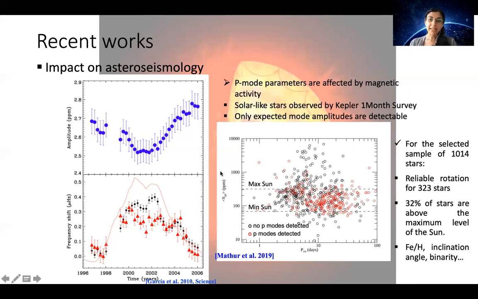So here you have the Sph as a function of the rotation period. In red, you have stars where we had detected modes, and in black, stars where we didn't detect modes. And actually, only 32% of the stars where we didn't detect modes have a magnetic activity level above the level of the sun at maximum activity, which means that there are other reasons why we're not detecting the modes for the stars with a low Sph value, which can be metallicity, inclination angle, binarity, and we need more follow-up observations in order to confirm what's the reason for this non-detection.